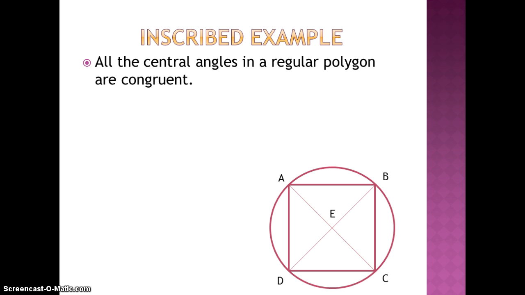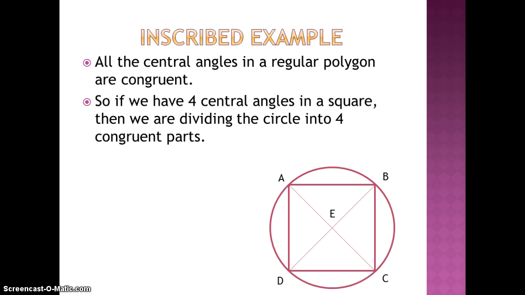Inscribed example. All the central angles in a regular polygon are congruent. So if we have 4 central angles in a square, then we are dividing the circle into 4 congruent parts. Therefore, we would have 360 degrees, which is the whole circle, divided by 4 parts, and that would equal 90 degrees. So 90 degrees is the measure of angle AEB.